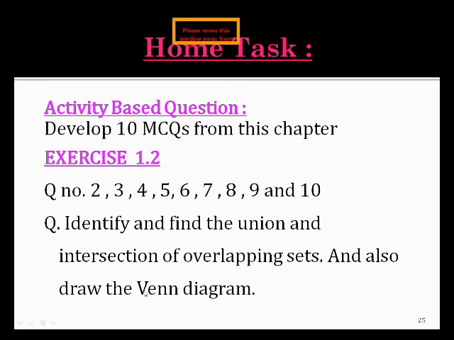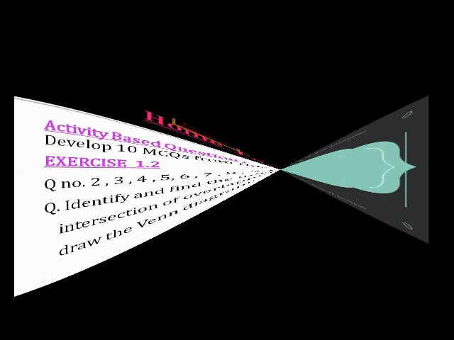I hope that you understand it. Okay, students, I repeat the home task again. In the activity-based question, you have to develop 10 MCQs from this chapter. And in exercise number 1.2, you have to do question number 2, 3, 4, 5, 6, 7, 8, 9, and 10. In the second question, identify and find the union and intersection of two overlapping sets and also draw the Venn diagram.